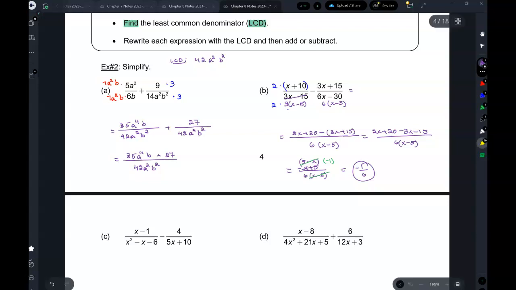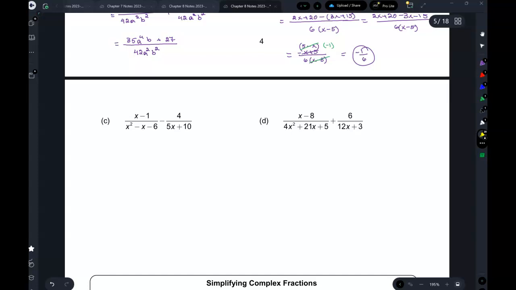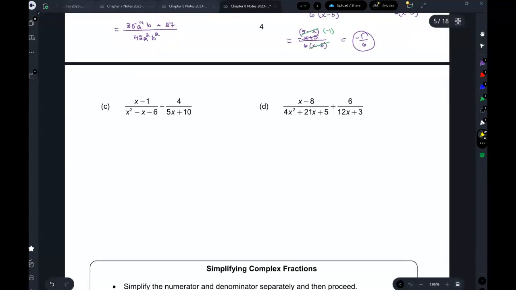Plot twist. I mean, look at this. Look at what we started with. And who would have thought that we would have ended with negative 1 over 6? Crazy. Okay. Let's take a look at this one.